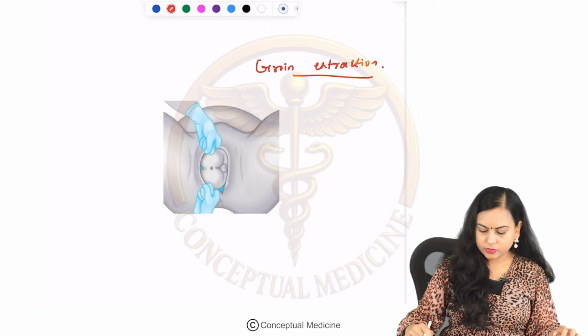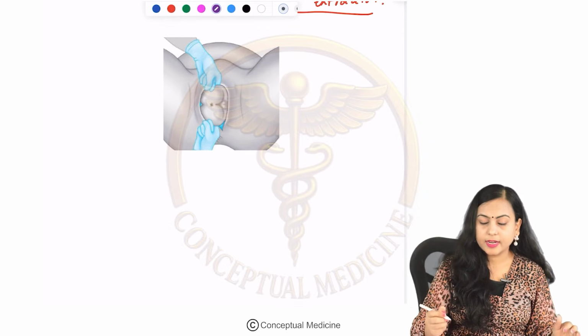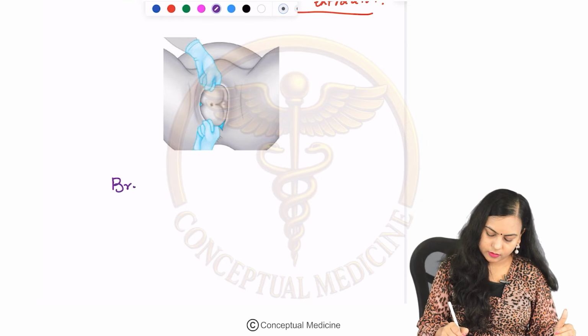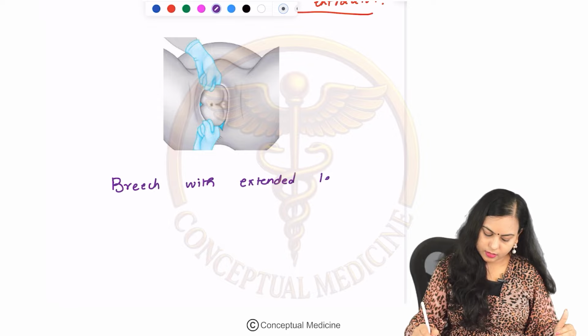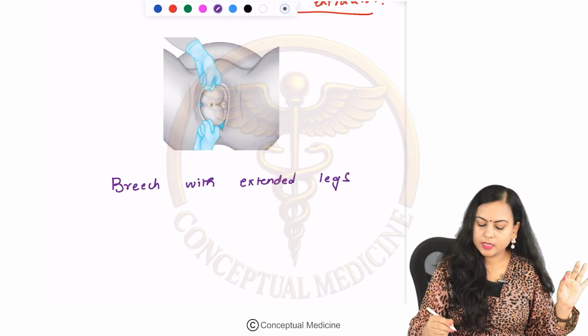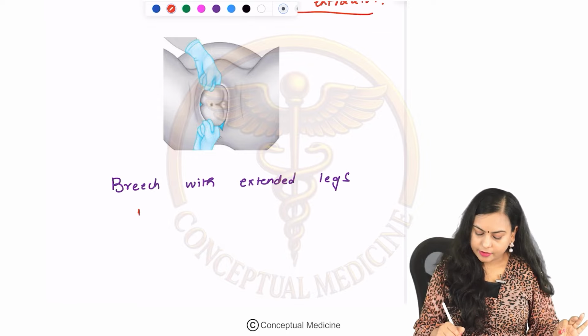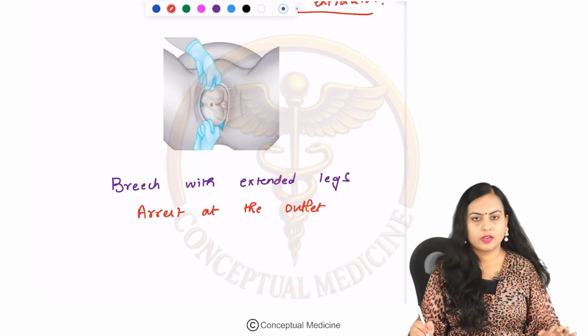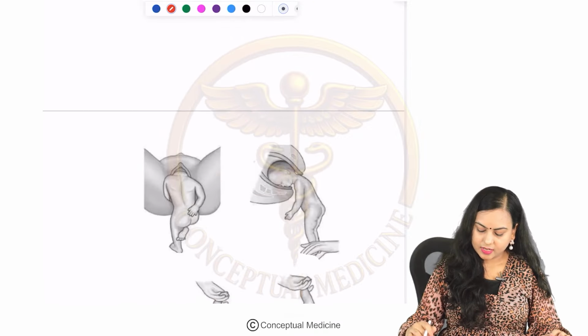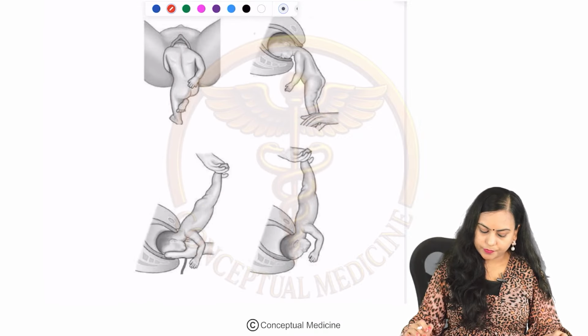Okay. So this is mostly done in a breech with extended legs, but has an arrest at the outlet. Clear? Right. Next, so this picture.